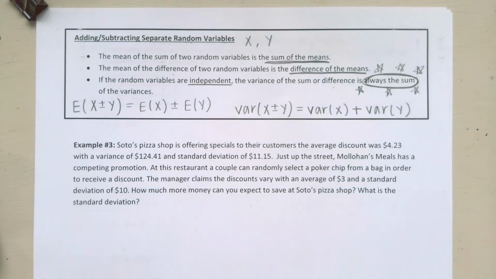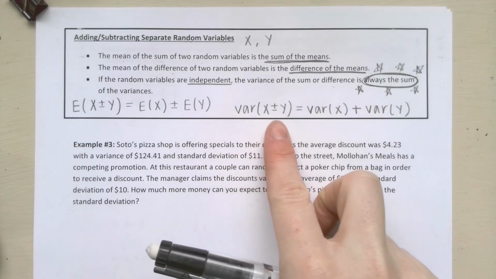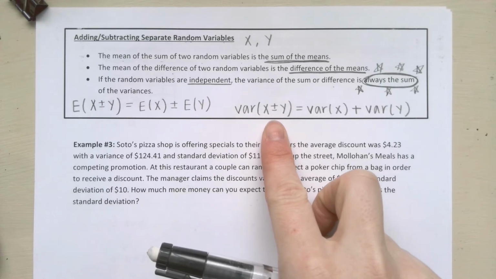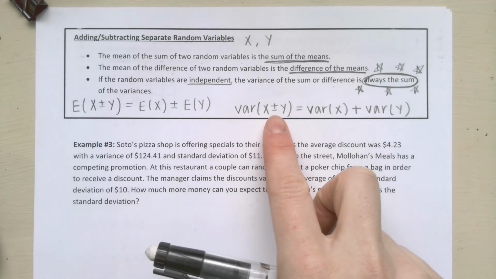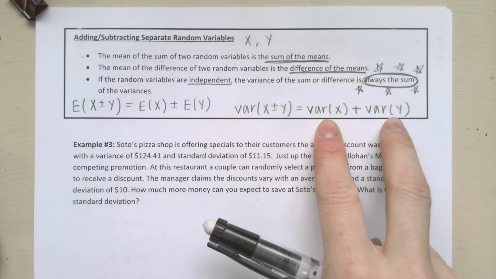Variance is a measure of variability. It's how spread out things are. It's looking at the chances that something goes a little bit awry. If I have two random variables that are happening at the same time, whether I'm adding them or subtracting them, the chances that something goes wrong, or the chance of there being more options and things being more spread out, should always be increasing. So regardless of whether you're adding or subtracting, your variances right here will always, always add.